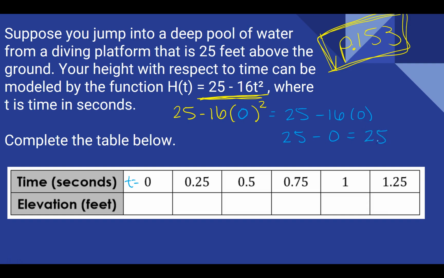Think about it. Where did the divers start? On a diving board. And where's the diving board? It's 25 feet off the ground. So it makes sense that our first value is 25. Please don't write just the number 25. Please show where you got it from. Next, there's a whole blank space next to you if you need to use it. We'll wait for the graph.